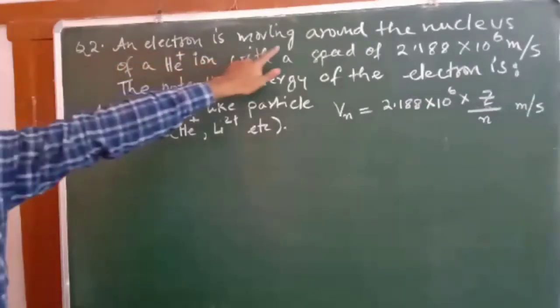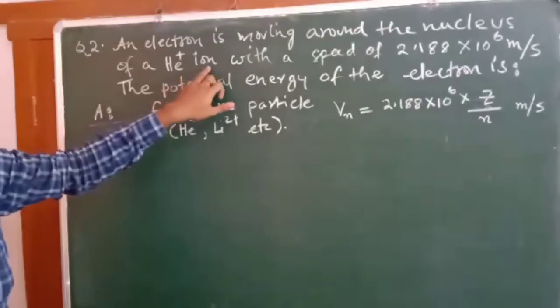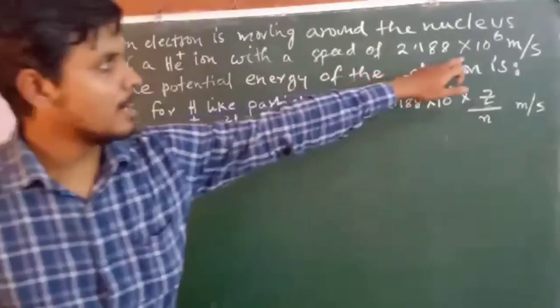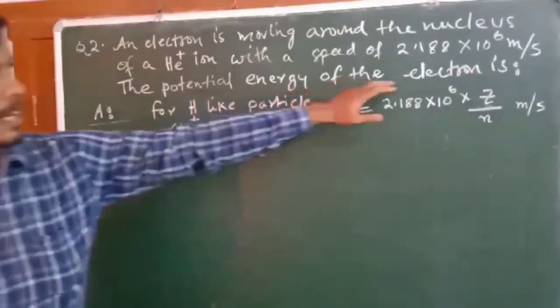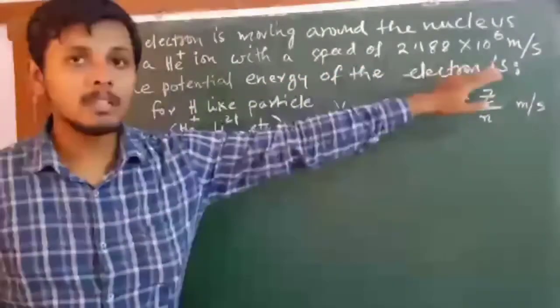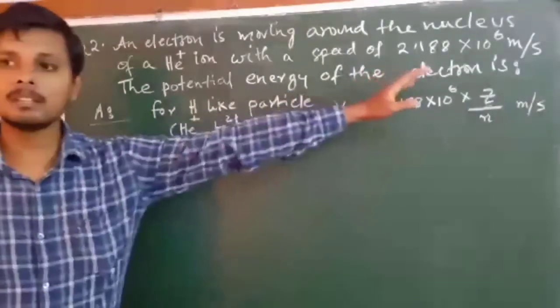An electron is moving around the nucleus of a He+ ion, helium positive ion, with a speed of 2.188 × 10^6 meter per second. The potential energy of the electron is? So you are given the velocity of the electron in an orbit. So you have to find out the potential energy of the electron in the same orbit.